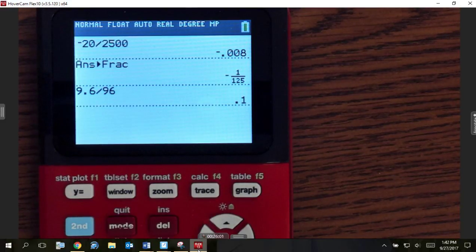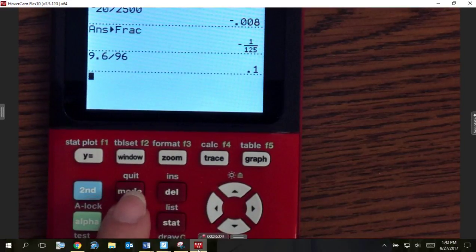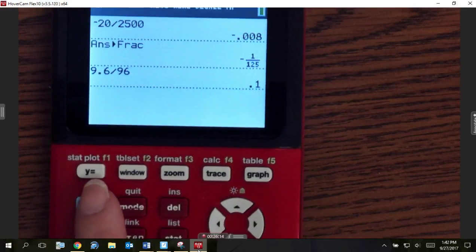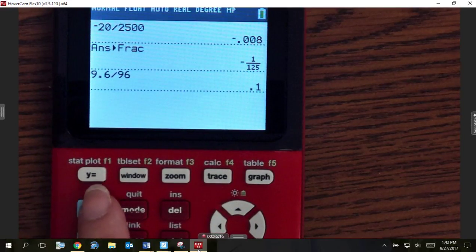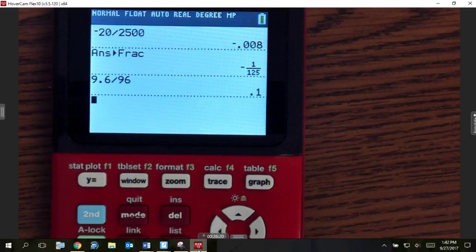If you're on the graph, how would you go back to where you are now? Second, which is the button, and then mode is a quit button. It always takes you back to the calculation screen. Sometimes you'll push a button and get into something and the clear button doesn't get you out. So to get out of something, it's that quit.